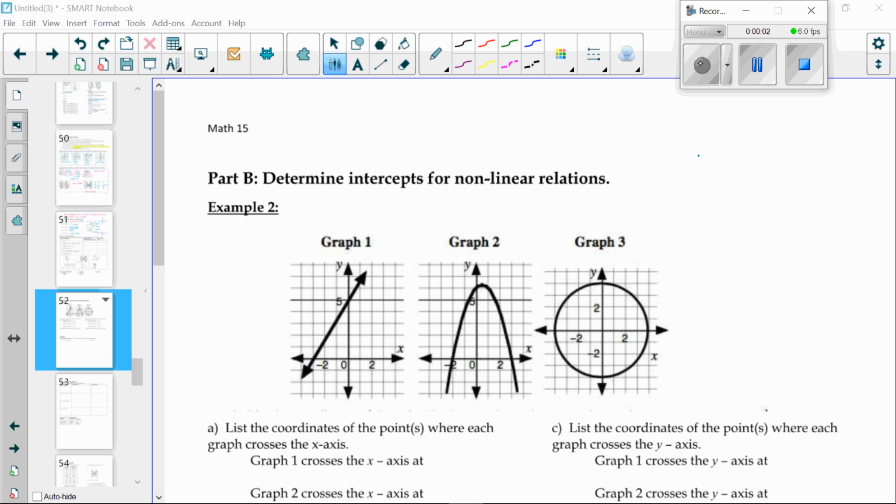All right, welcome to part B. We're going to determine the intercepts for nonlinear relations. So let's take a look at the intercepts for relations, okay? So we've got a linear one and two nonlinear.